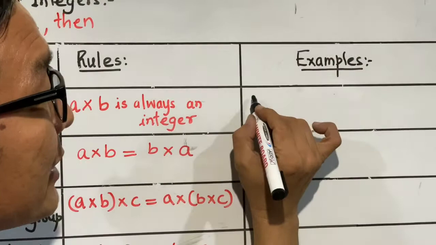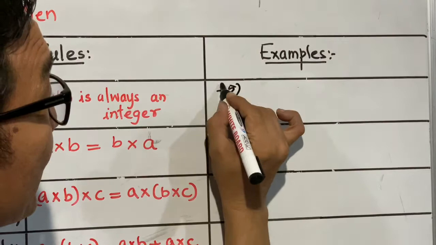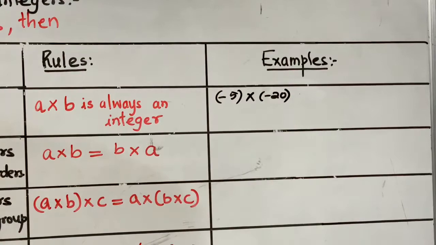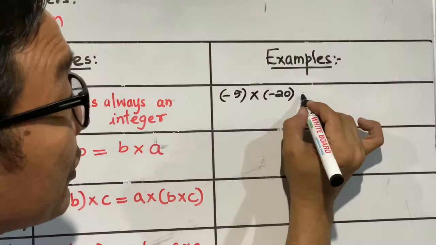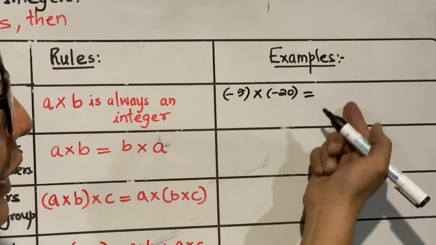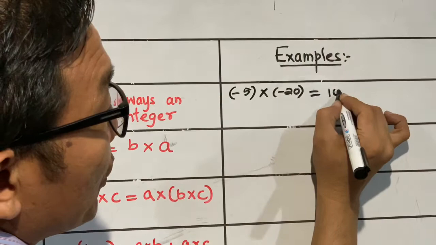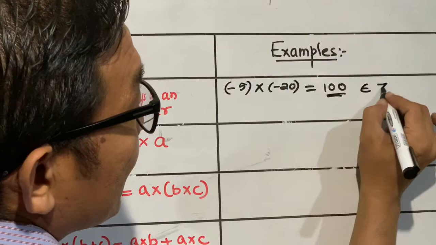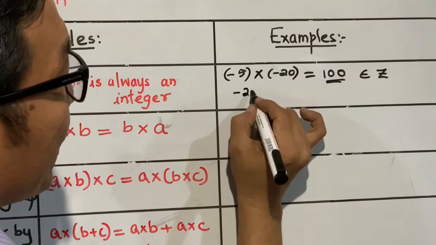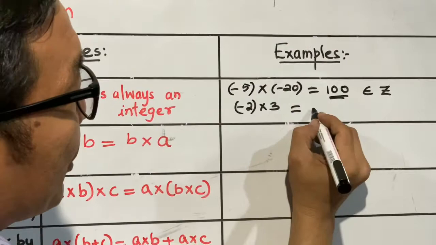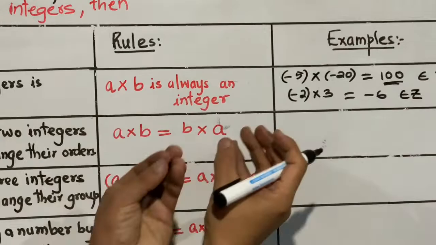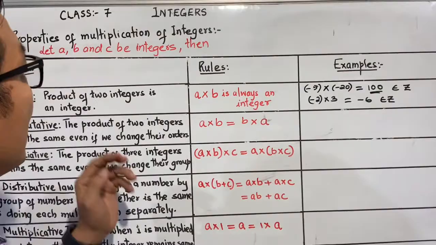Let us say negative 5 times negative 20. When you multiply these two integers, negative 5 is a negative integer, and negative 20 is also negative. Two negatives is even, so the product is positive. 5 times 20 is 100, so the product is 100. Is 100 an integer? Yes, this is an integer. Another example: negative 2 times 3 is negative 6. Negative 6 is also an integer. So when you multiply two integers, the product is an integer. Therefore, integers are closed under multiplication.